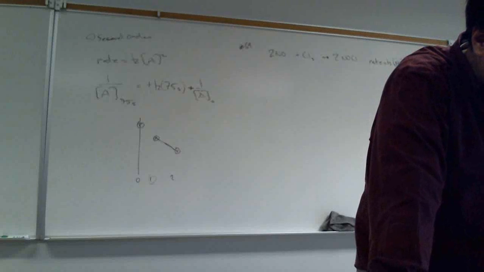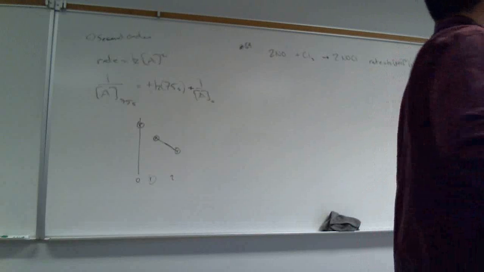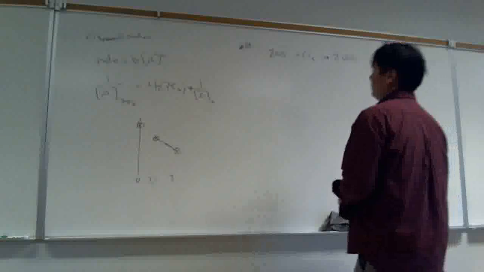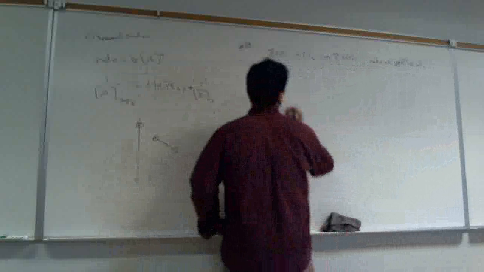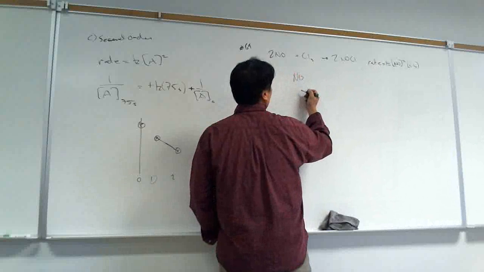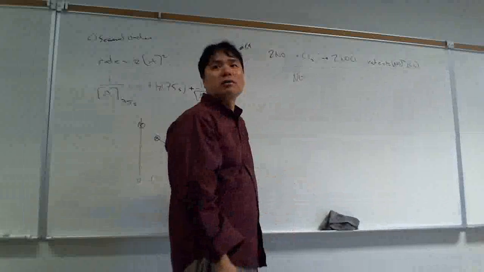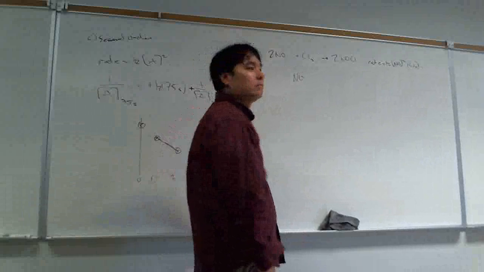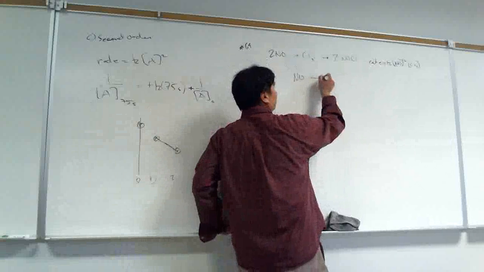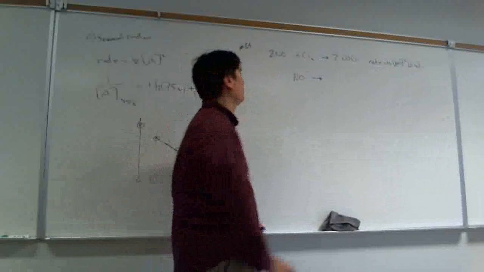But they're asking for a two-step mechanism, and they want a fast, reversible first step followed by a slow step. So let's just try it. Let's say an NO just collides with the wall or some inert gas particle. Unimolecular. If this is unimolecular, what could form? Nitrogen and oxygen.